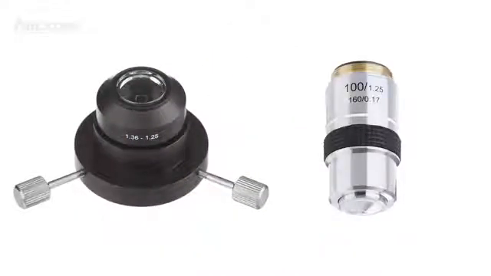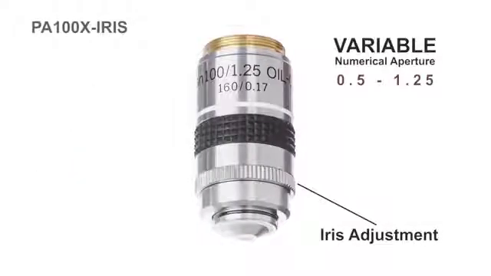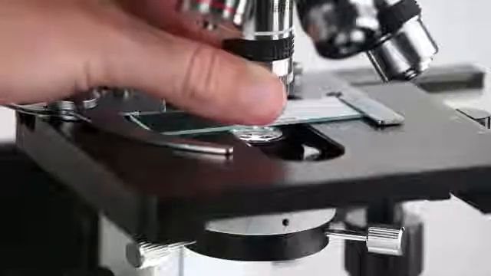While this combination will produce an image with improved contrast, it may not be truly dark field due to the objective lens's high aperture. As an option, a variable aperture lens may be used to fine-tune the dark field. By closing a built-in iris, the numerical aperture of the objective can be reduced until the field is adequately dark.